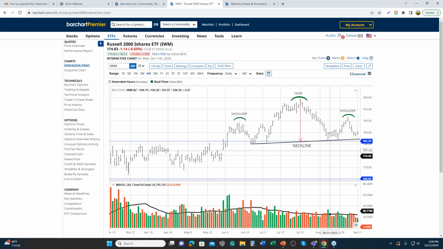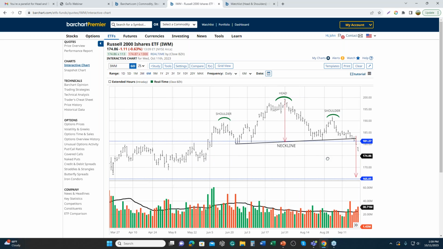But here's the thing. About 20% of head and shoulder formations fail. And the key is for us to wait for the confirmation. And that confirmation comes when price breaks the neckline. Now, just for a guideline or a general rule, a break of 3% of price below the neckline would be a confirmation of your head and shoulders pattern.